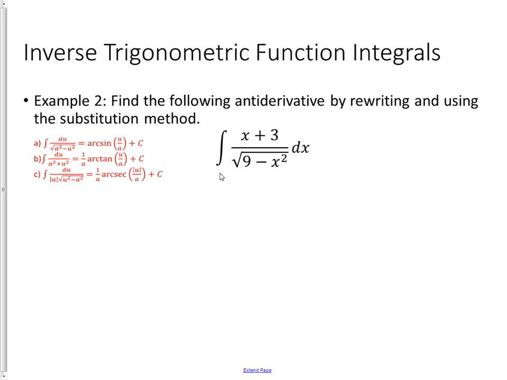Well, this is a case where we will want to divide up this fraction into two separate fractions, and I'll do that right now. This is, in fact, the same thing as saying, let's take x times dx and divide that by the square root of 9 minus x squared, and add 3 times the integral of dx over the square root of 9 minus x squared.